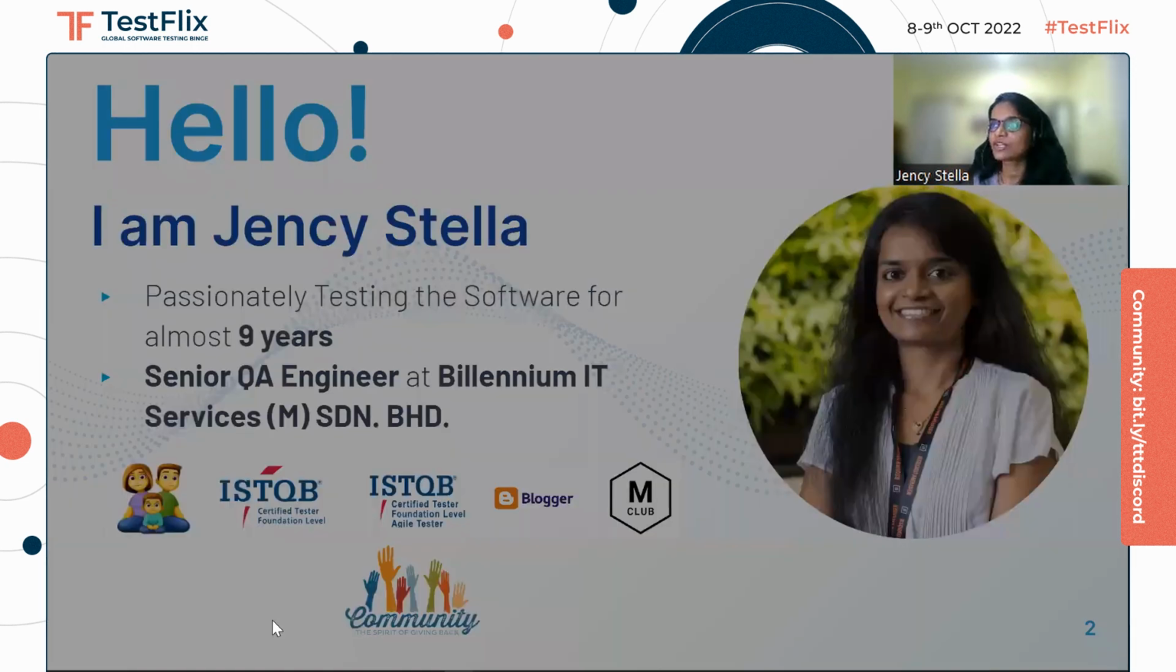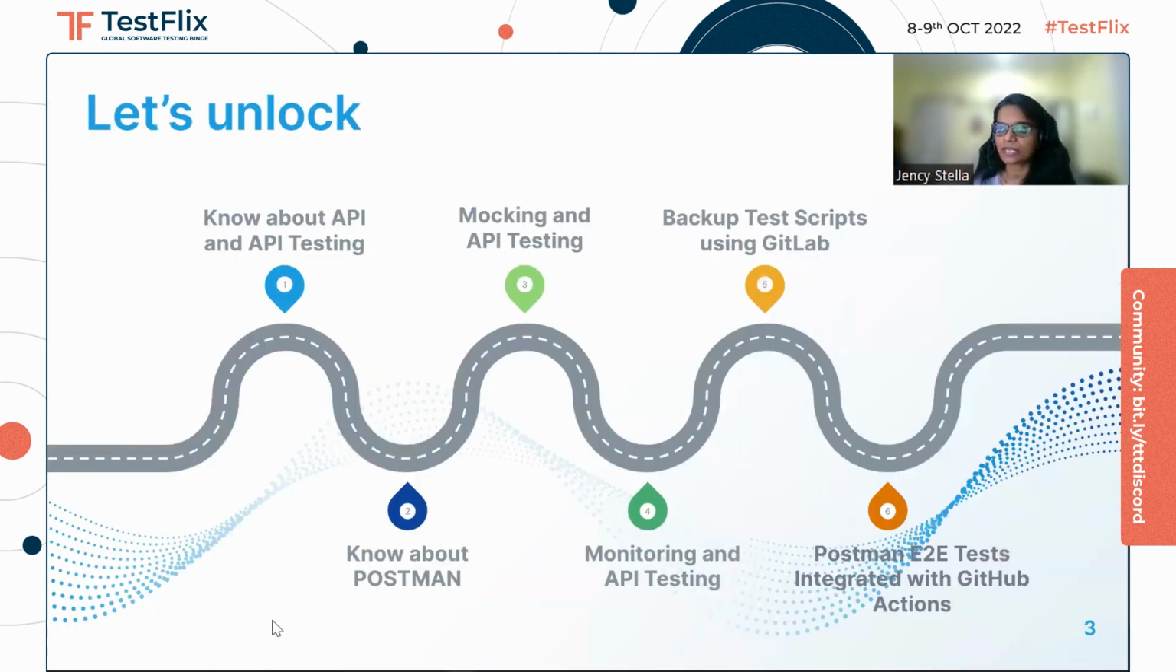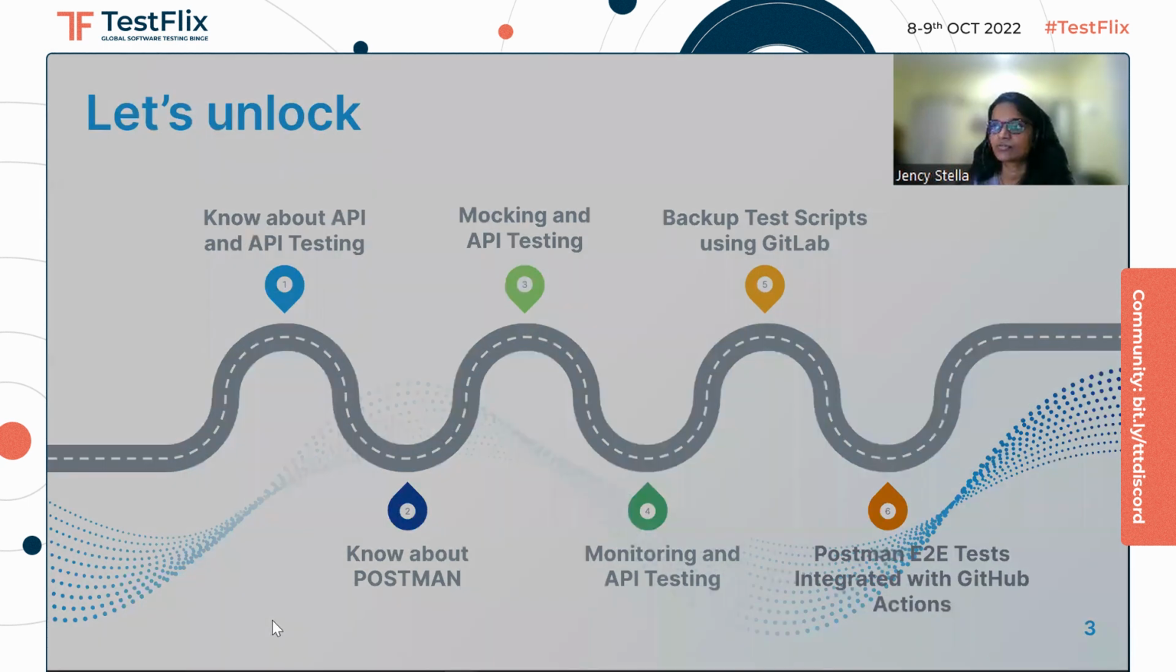That's all about me. So what I have in store for you all today, we'll be knowing about APIs and API testing. I'll be talking about Postman, a very popular tool for testing your APIs. Some interesting features in Postman like mocking, monitoring, how do I back up my test scripts using GitLab, and towards the end we'll be talking about Postman end-to-end test integrated with GitHub Actions. So let's get started off with it.